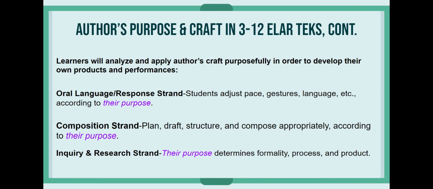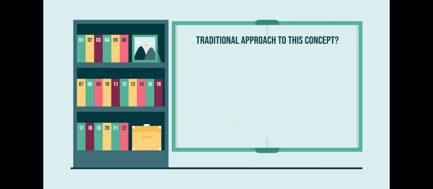And then later on in our composition strand, they're planning, drafting, structuring, and composing appropriately according to their purpose as authors. And then finally, down in the inquiry and research strand, their purpose as authors determines formality, process, and product. So you see that both in their consumption of texts and in their creation of texts, whether they're oral or written or even multimodal, all comes down to their ability to discern author's purpose.